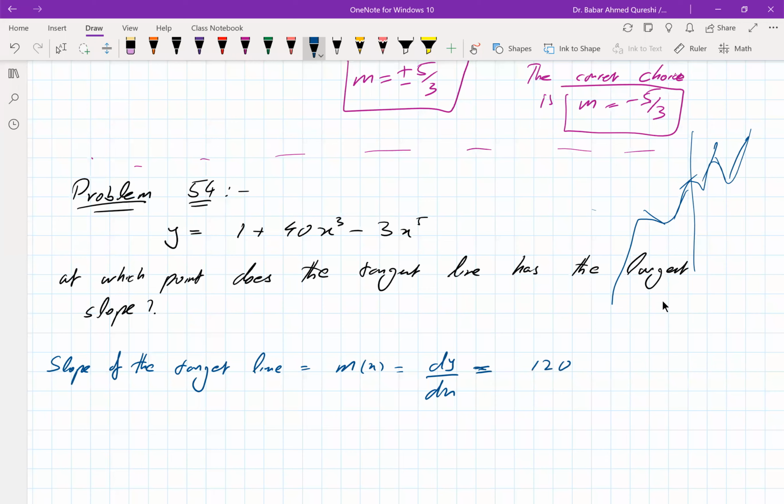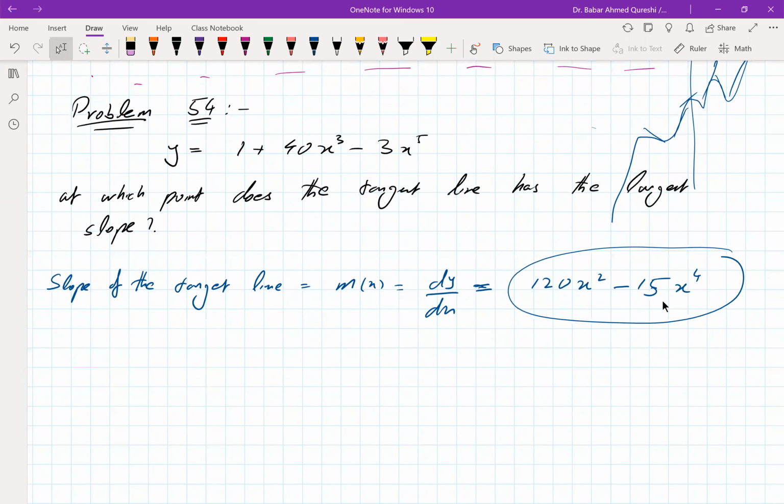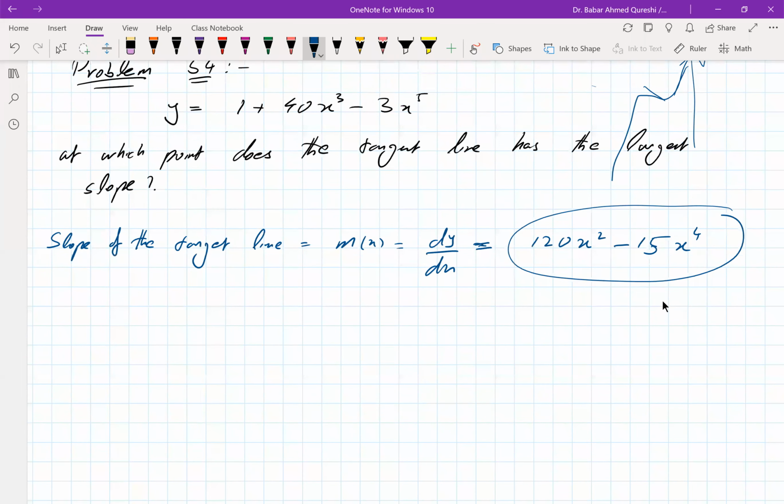So minus 15 x to the 4. That's the slope. You're not going to put it equal to 0 because that's the slope. If you put it equal to 0, that will tell you the point where the tangent is horizontal. You want where the slope is maximum. So we are maximizing this.